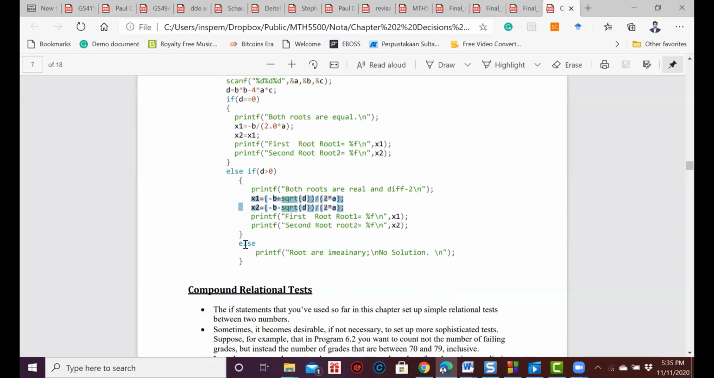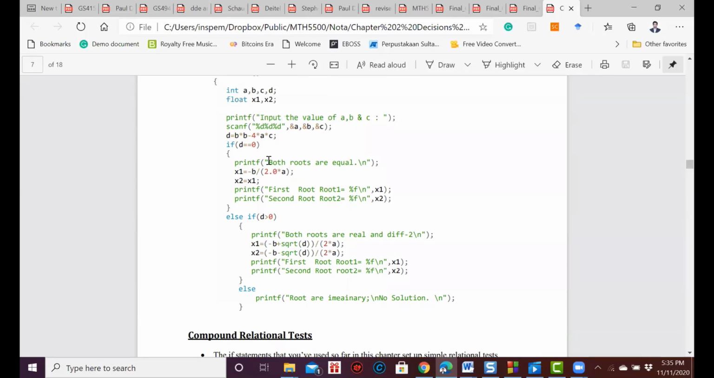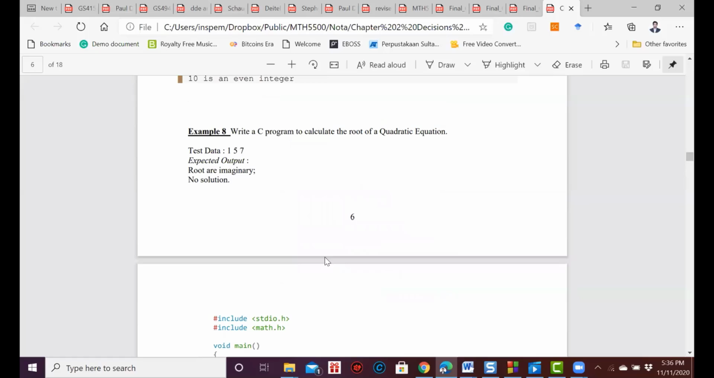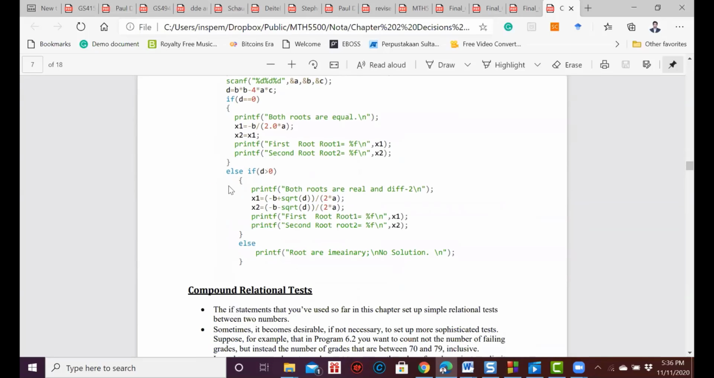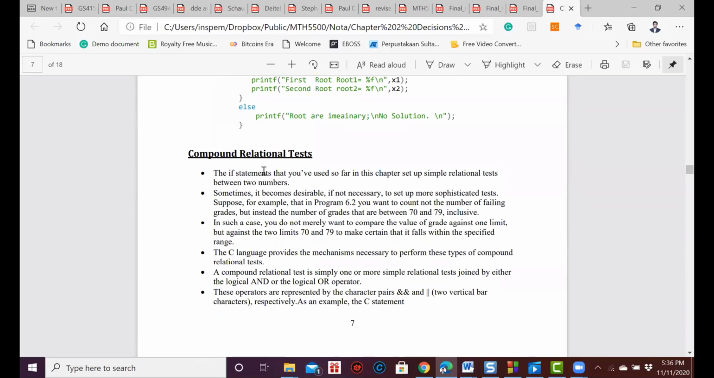Else, if these two conditions are not correct, then the other selection happens. Print roots are imaginary, so no solutions. So this one is the coding for this. This one is the example. So what happens here is if, else if, else. This one is three selections of the variable. Now finish. Go to the compound relational test.